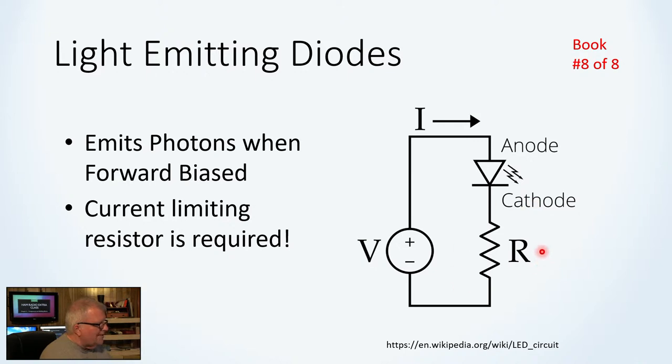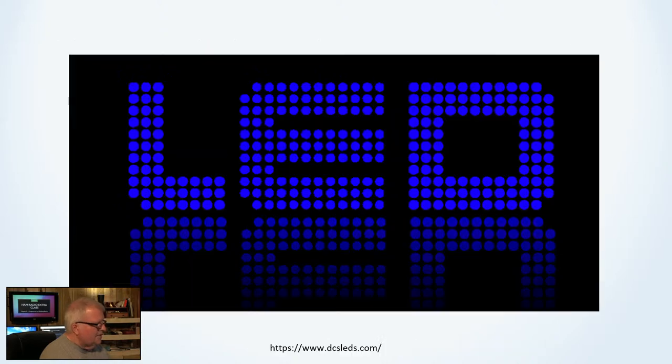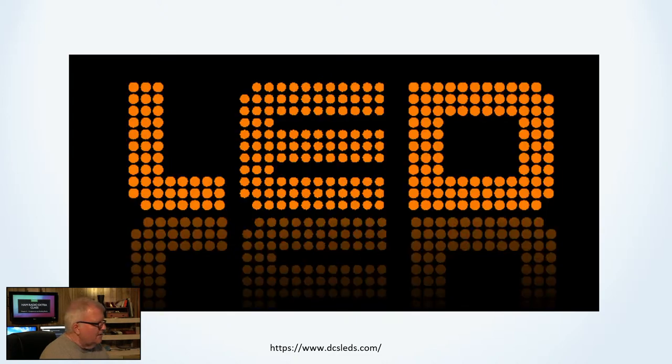There's always a current-limiting resistor that has to be used because without this, if you apply voltage directly across the diode, it'll probably go pretty quick and burn itself out. It's current limited, so you have to use a resistor. And this will set the brightness of the LED as well. So this might be 100 ohms, but if you want it dimmer, you might make it 200 ohms. So, current limiting for an LED. And of course, you've all seen LEDs, and they can be in various colors and various shapes, etc.